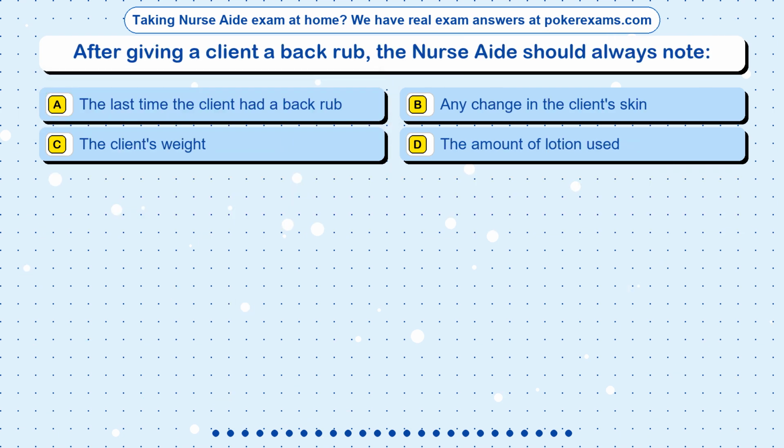Question 3. After giving a client a back rub, the nurse aide should always note: Option A, the last time the client had a back rub. Option B, any change in the client's skin. Option C, the client's weight. Option D, the amount of lotion used.